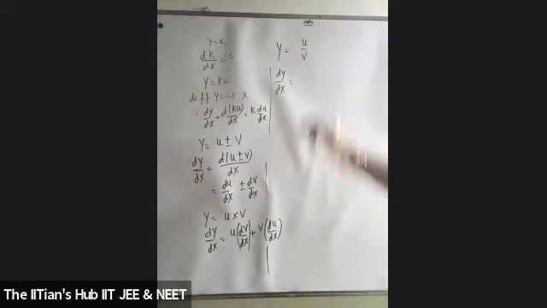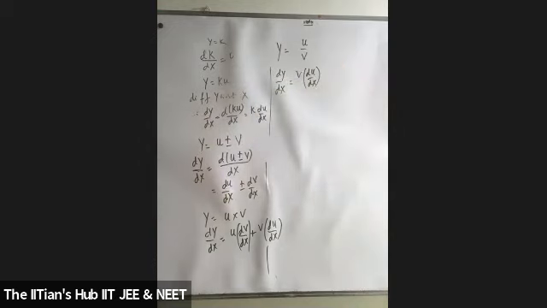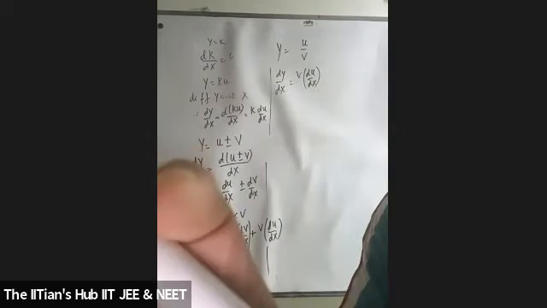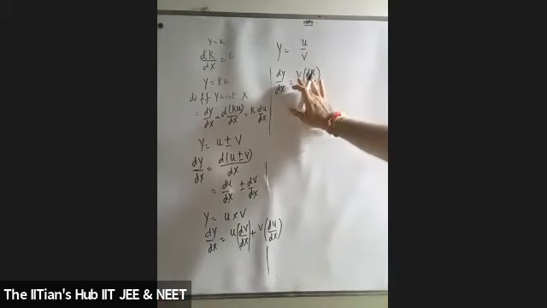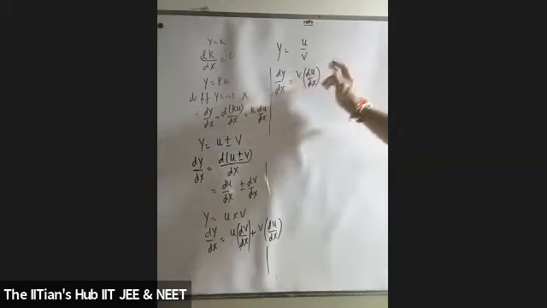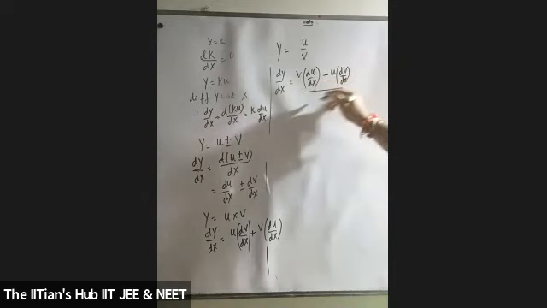Can I say, sir? v multiplied by du upon dx minus u multiplied by dv upon dx, upon v square. You are so fast. Okay. Sorry, sir. No, it doesn't matter. (v du/dx - u dv/dx)/v^2.